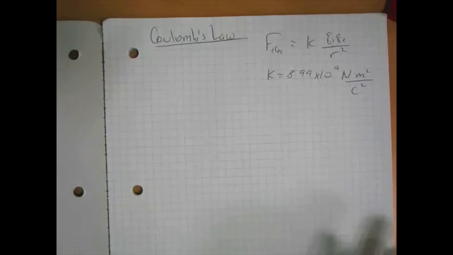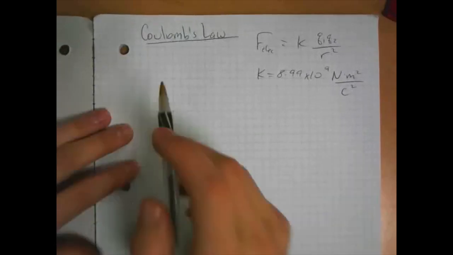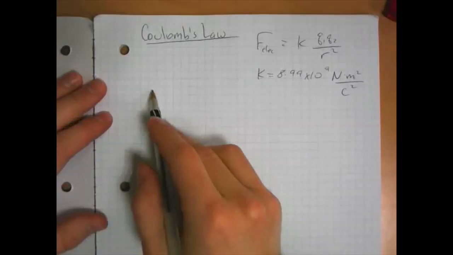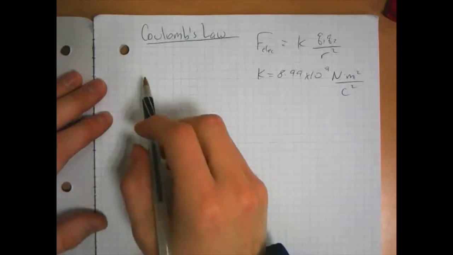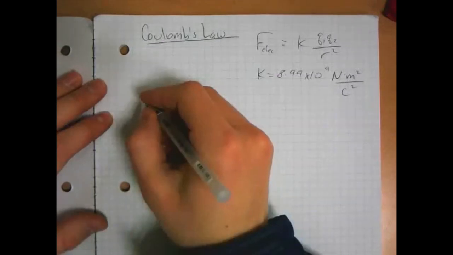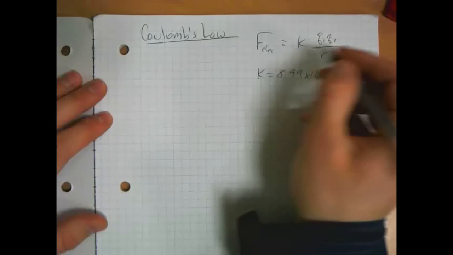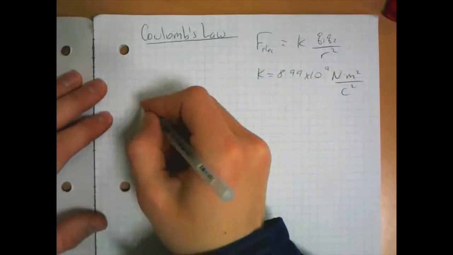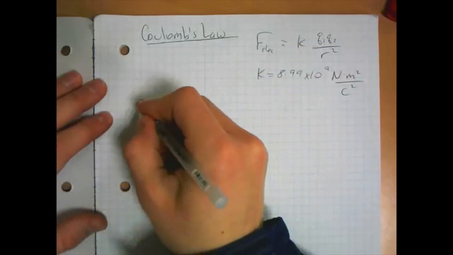Examples of calculations we can do using Coulomb's law. Obviously, things can get more complicated than just two charges exerting force on one another. Let's say, for example, we have three charges in a line.